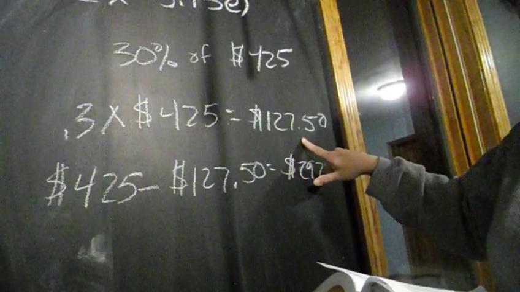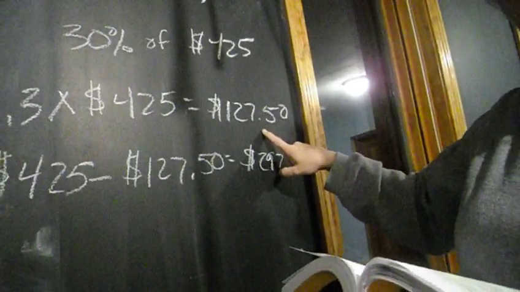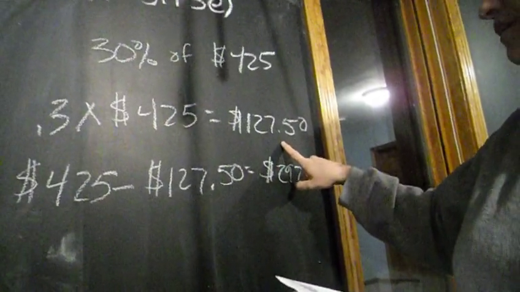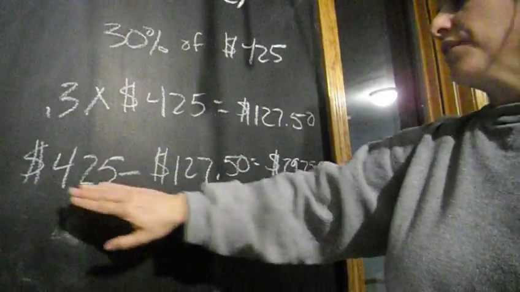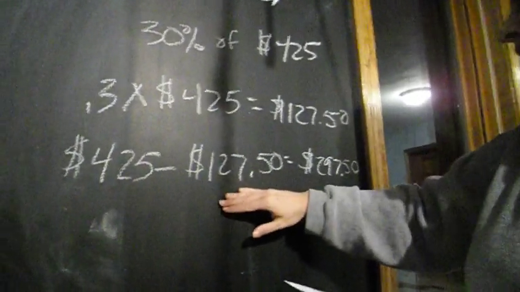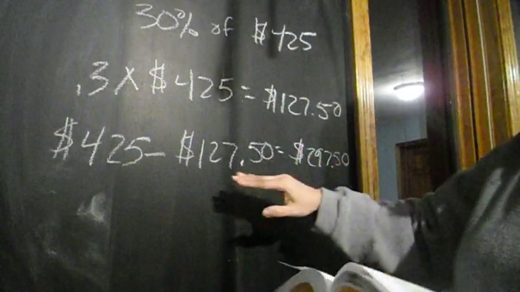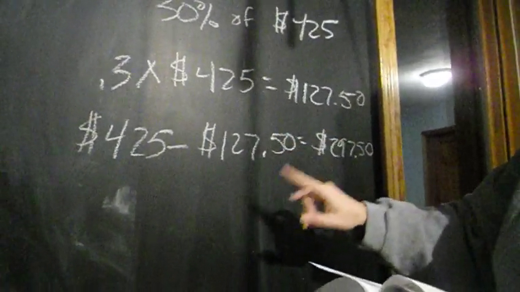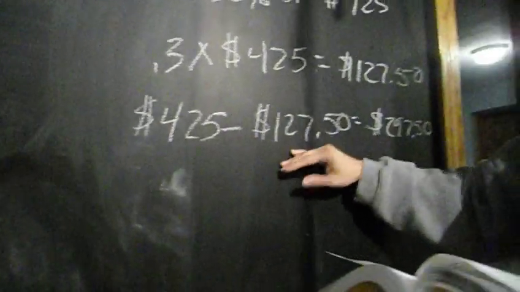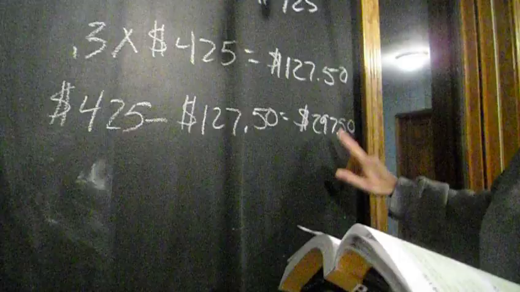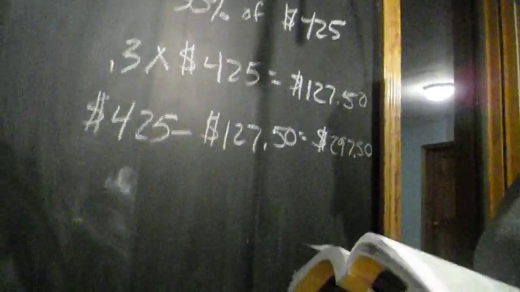To find the selling price, you subtract the loss from his cost of $425. So this was the cost, $425. So we're going to do $425 minus his loss. The cost minus the loss equals the selling price, which is $297.50.